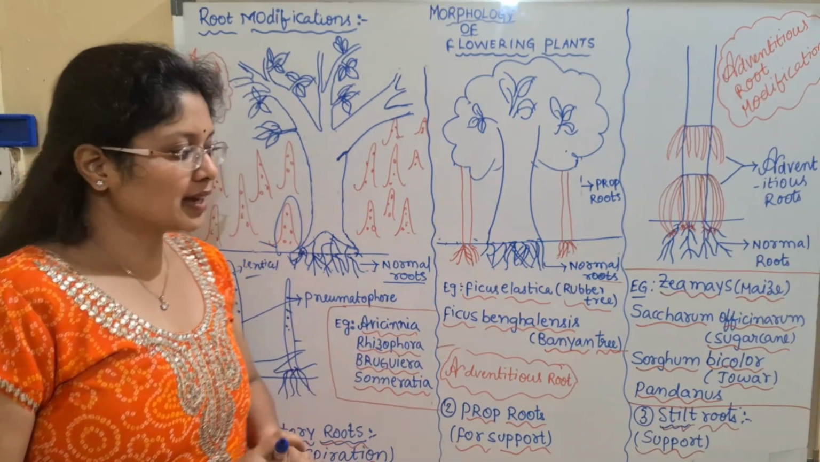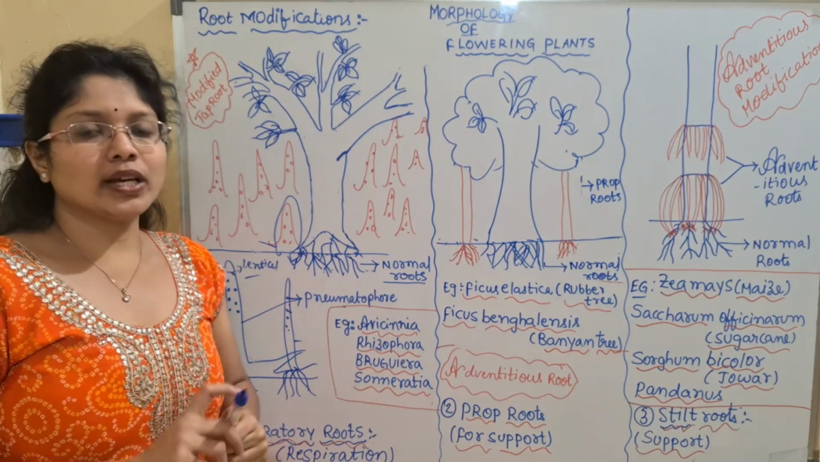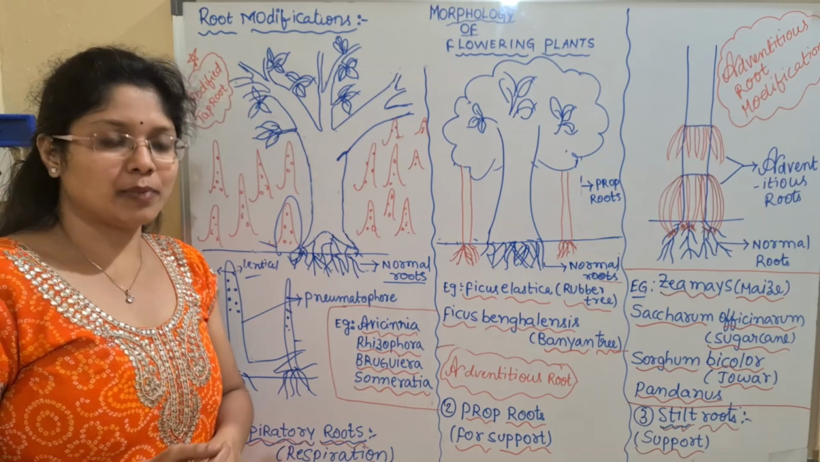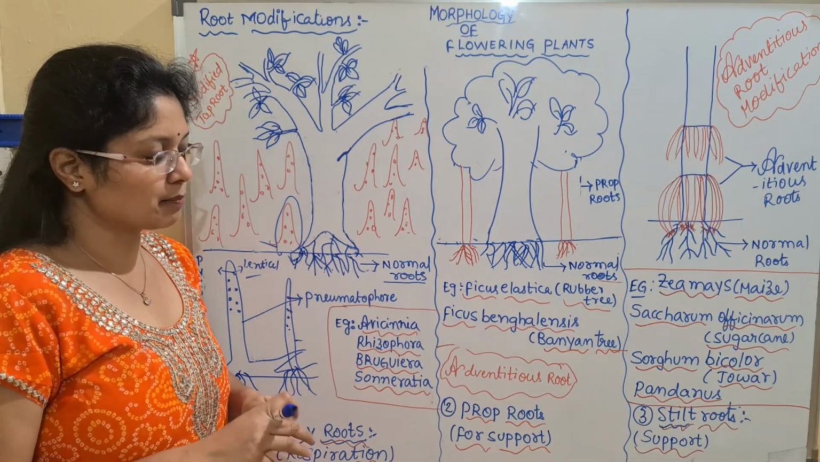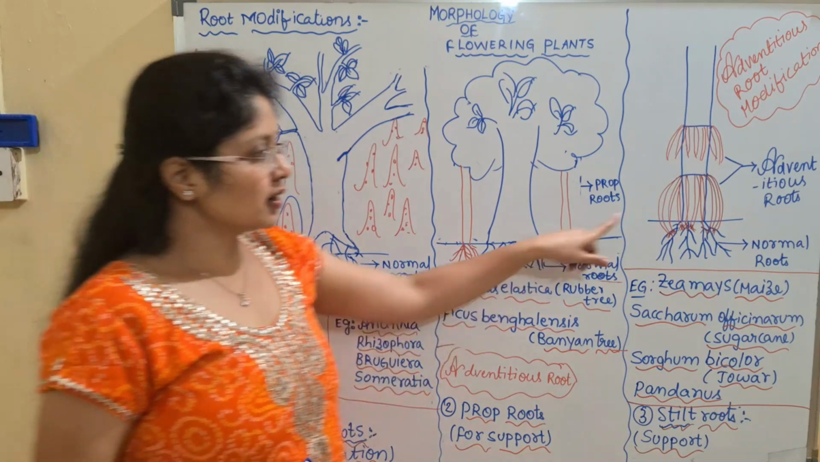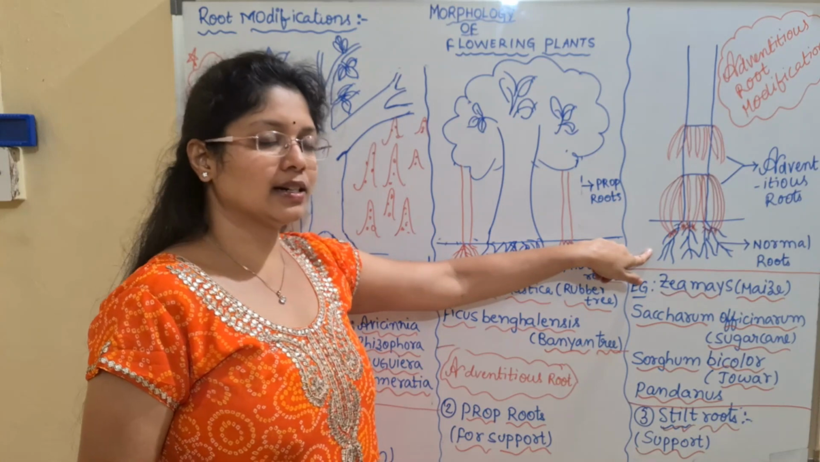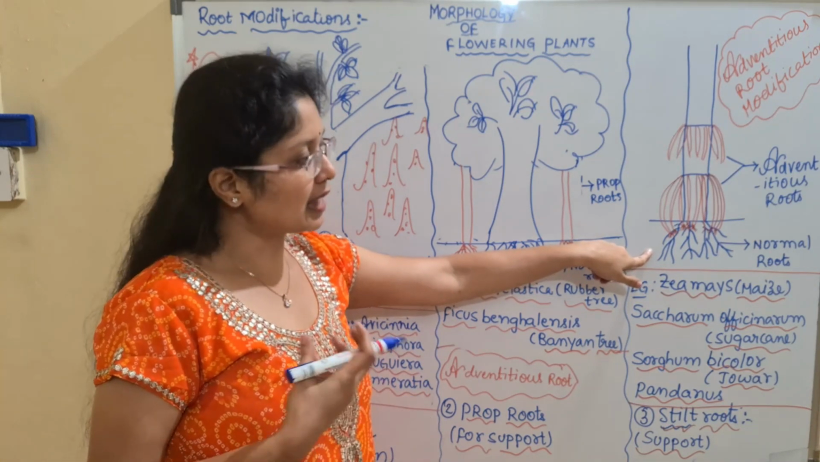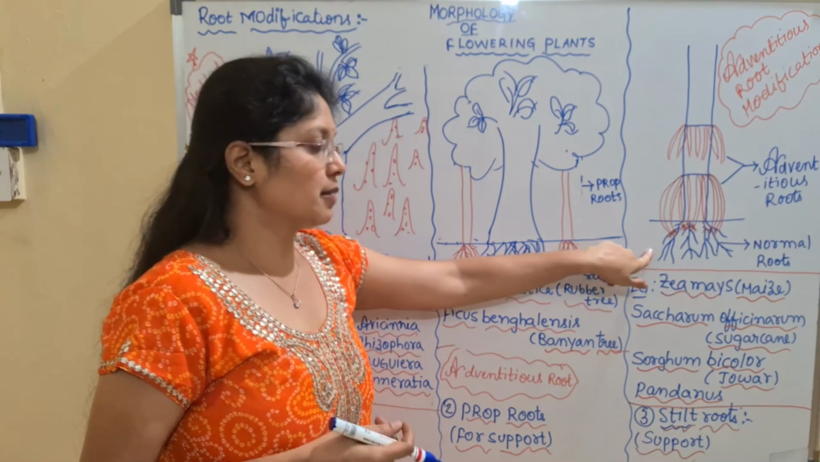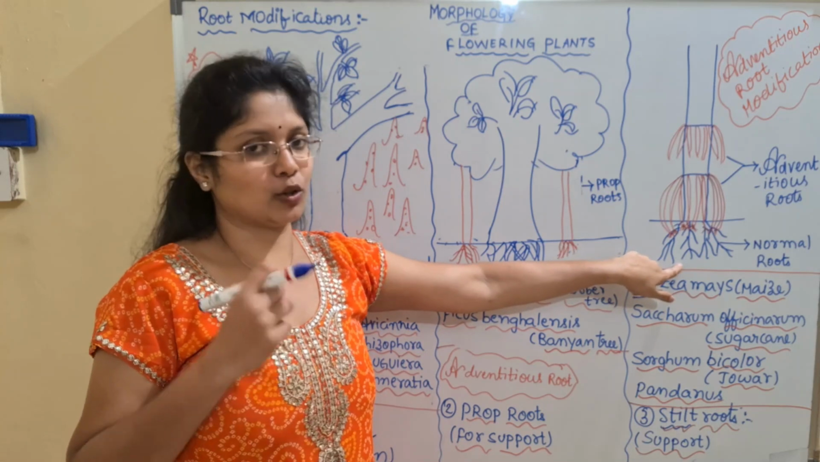Another one is the stilt root. What is the stilt root? There are certain weak stems or weak plants which need extra support, and this extra support is given by the stilt roots. Here if you observe, this is the normal root. This is a monocot plant. Generally monocots, that is the grass family, Gramineae, have weaker stems and mainly have the fibrous root. We all know the fibrous roots will be present for these plants.